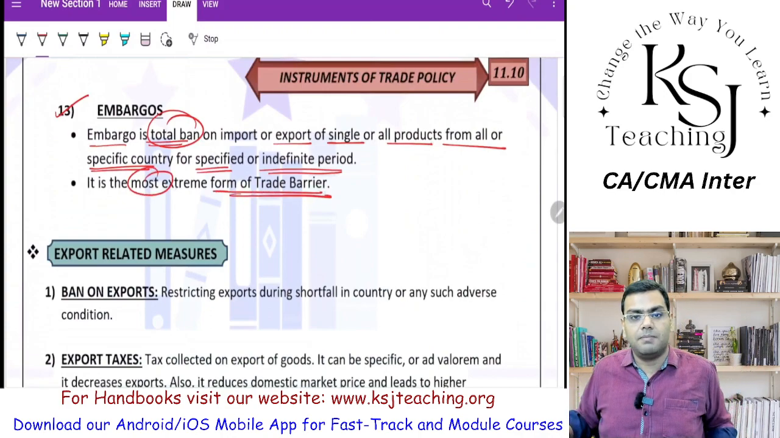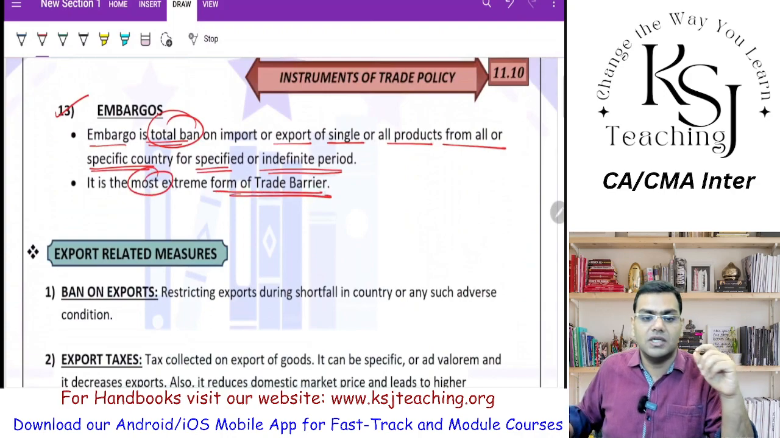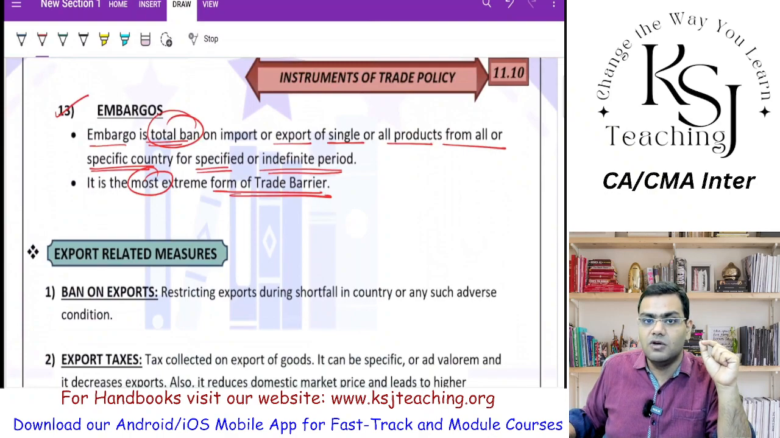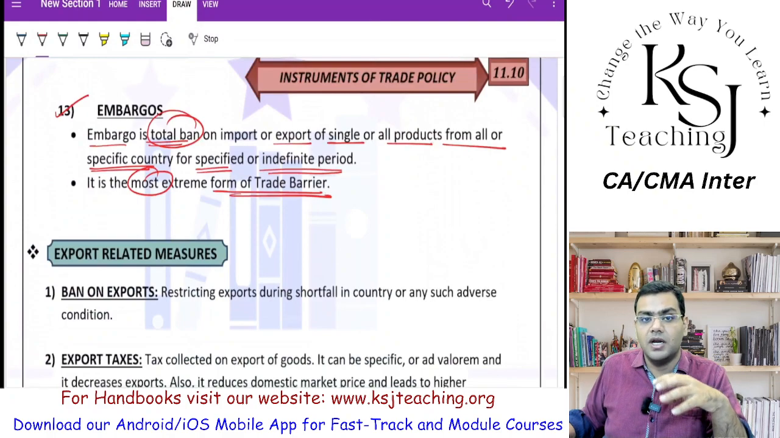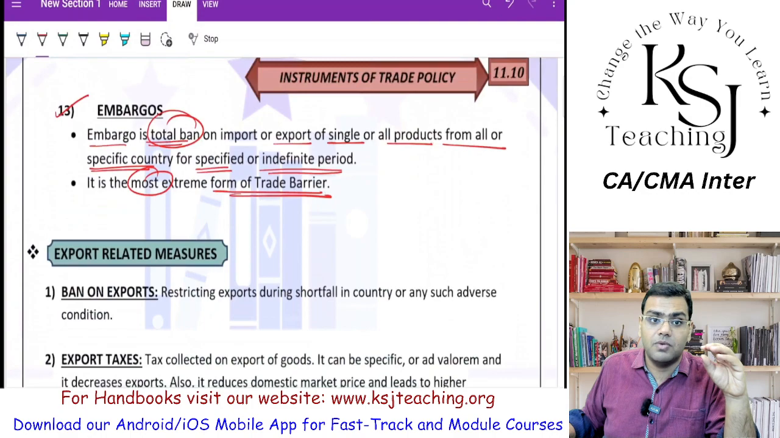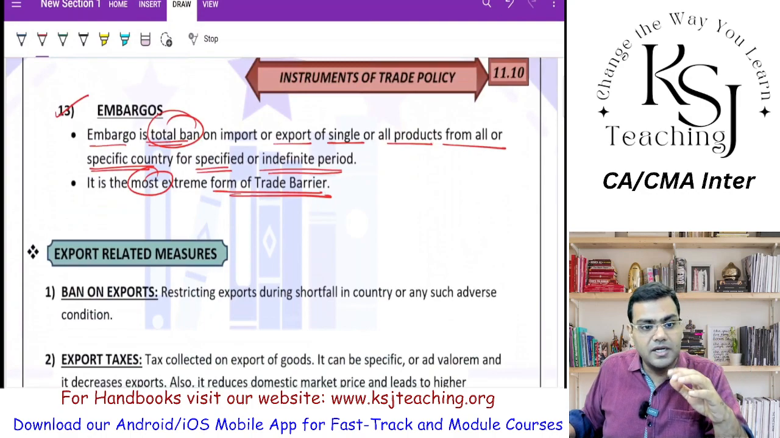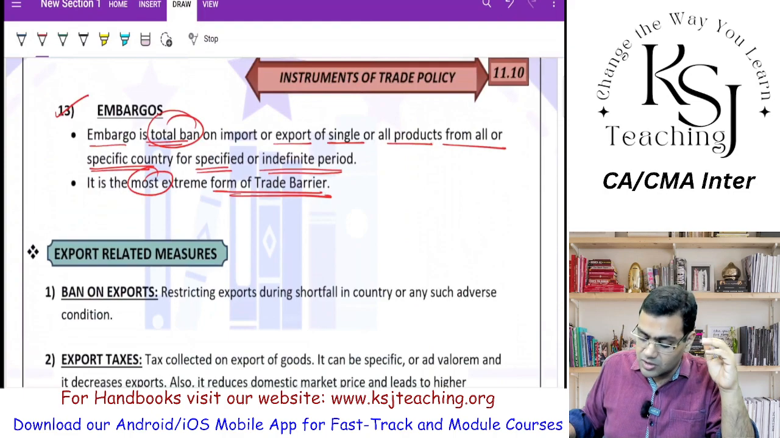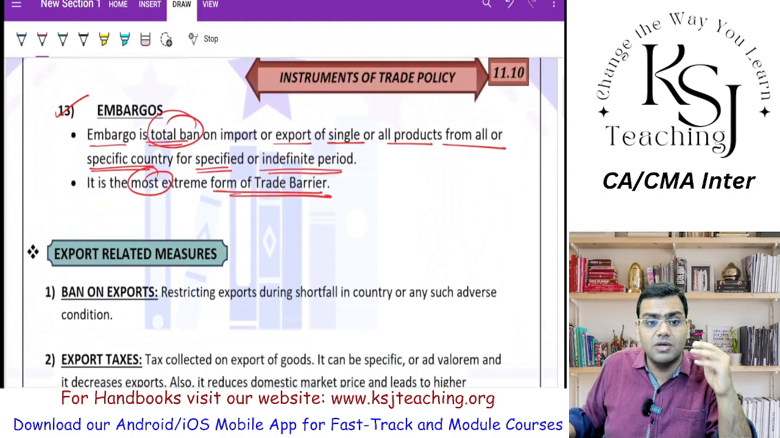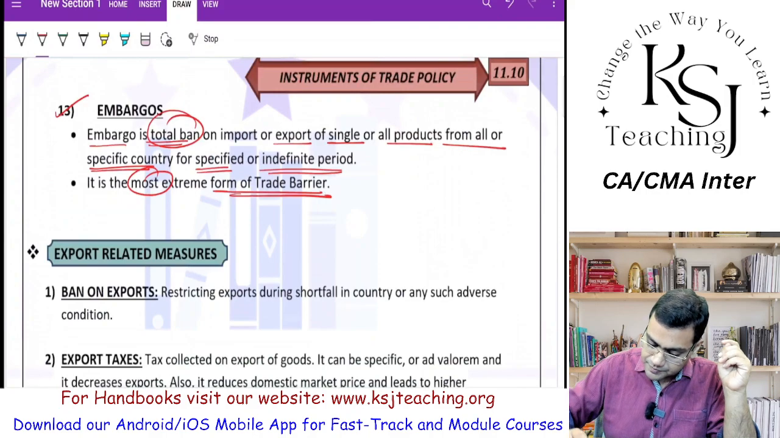It is not practiced normally, but in certain cases it can happen when you feel that the economy is in danger, when you feel that the domestic industry is in danger, then the embargoes can be put into place. A total ban on all or single products from all countries or from a specific country. So that is why it is known as the most extreme form of trade barrier.